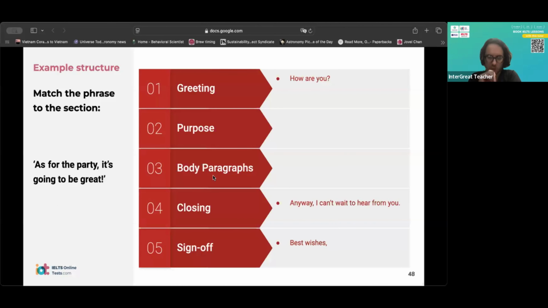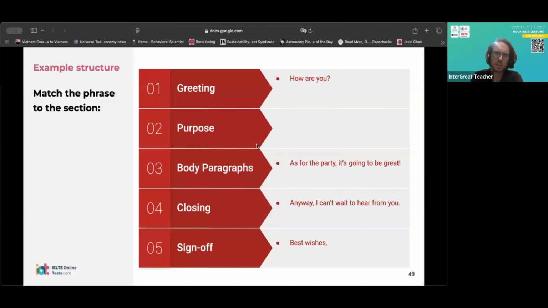Okay, as for the party, it's going to be great. Actually, probably somewhere in the middle, I guess. Why have they put it there? Well, they're actually leading into what they want to talk about as the main point of this letter. So maybe before that, they were just catching up a little bit, and now they tell the main purpose.